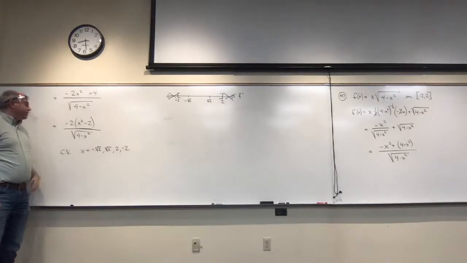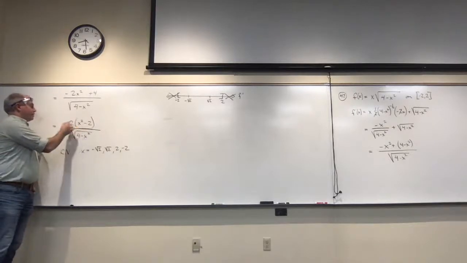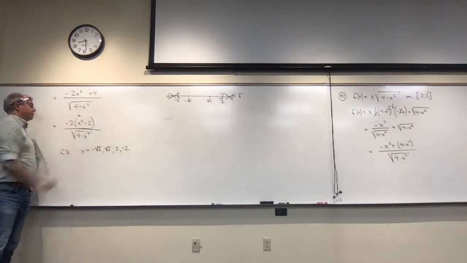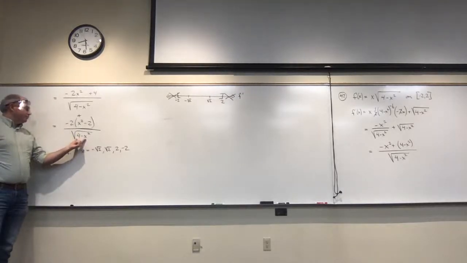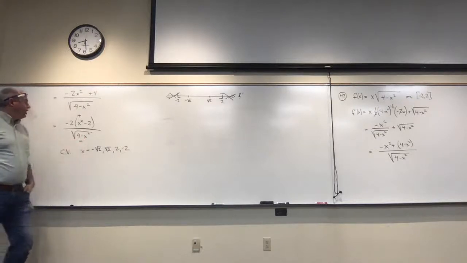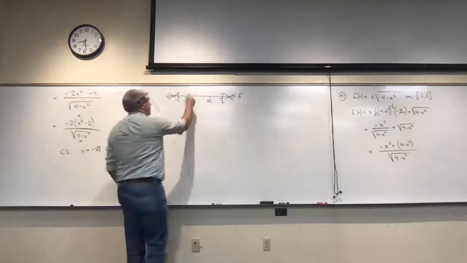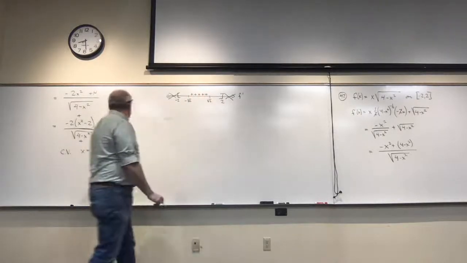If I plugged in 0, the top is positive, because this would be negative 2, this is negative 2, so the top is positive. If I plug in 0, what happens on the bottom? Also positive. So we have a positive over a positive for 0, so in this region we get positives.